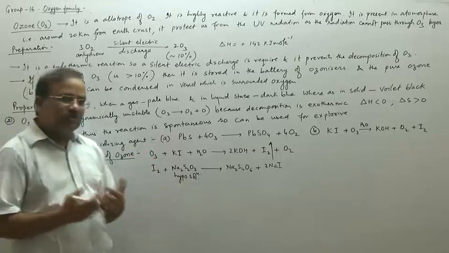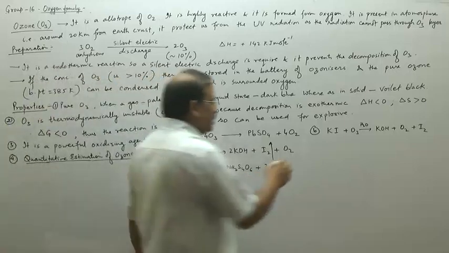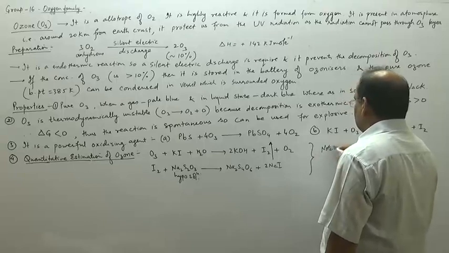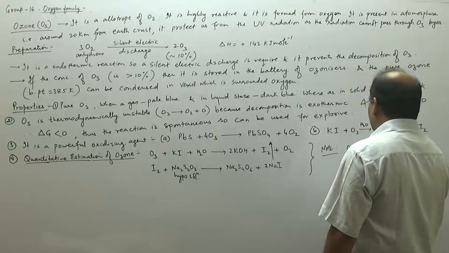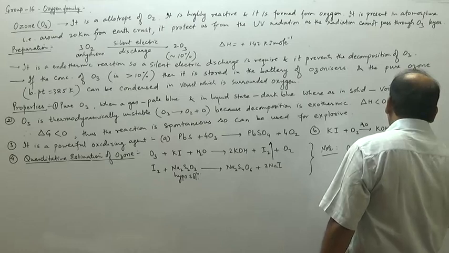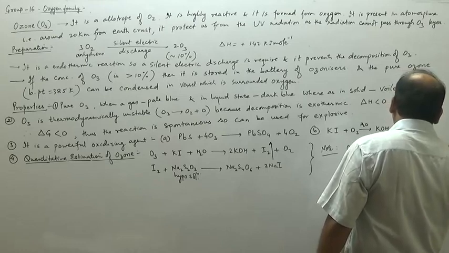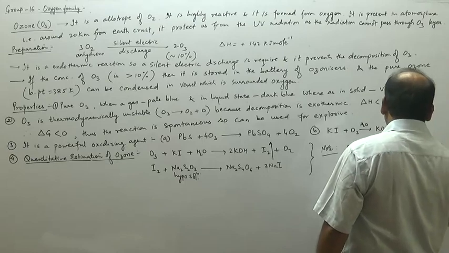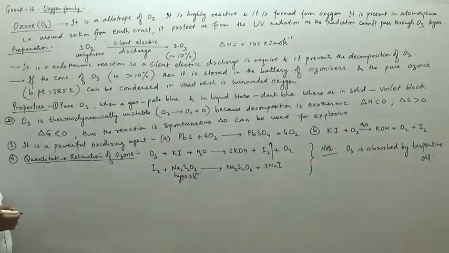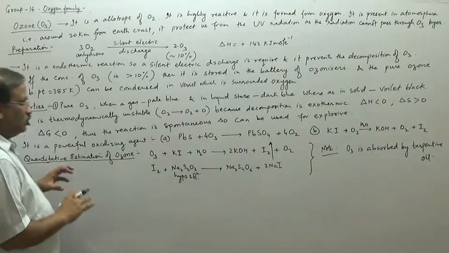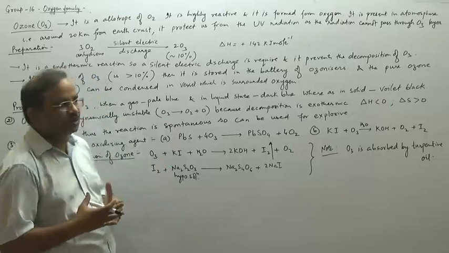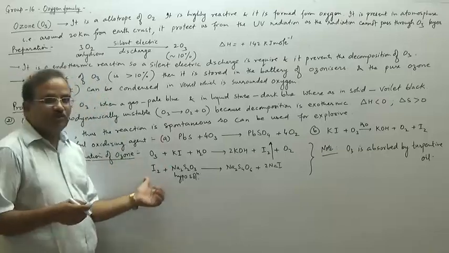And ozone is also absorbed by turpentine oil. We can write a note like this: the ozone is absorbed by turpentine oil. So we write that it is absorbed by turpentine oil. That is about the estimation of ozone, how we can estimate the amount of ozone present in the mixture with the help of this estimation reaction.